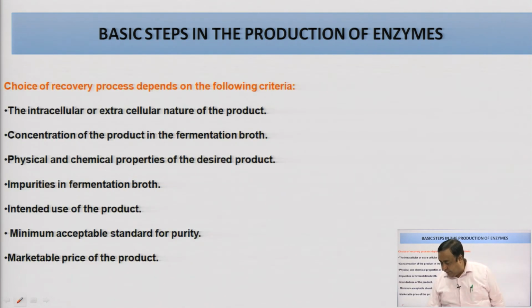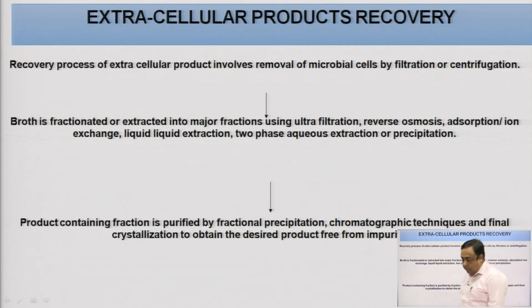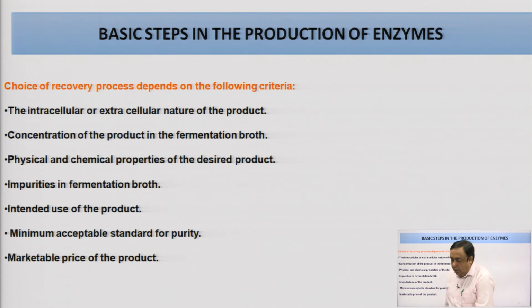Let us see how it takes place. Now, the choice of recovery process depends on the nature of the product, the concentration of the product in the fermentation broth, the physical chemical properties of the desired product, what impurities are present in the fermentation broth, and what is the intended use of the product. The intended use will tell you how much purification you have to do, the minimum acceptable standard for purity, and finally the market price of the product.